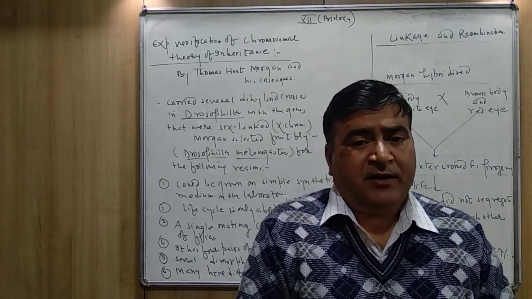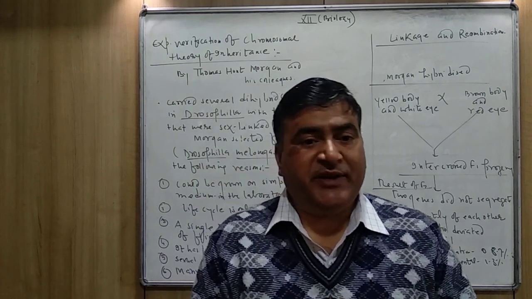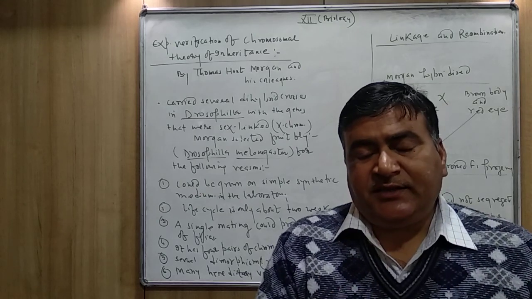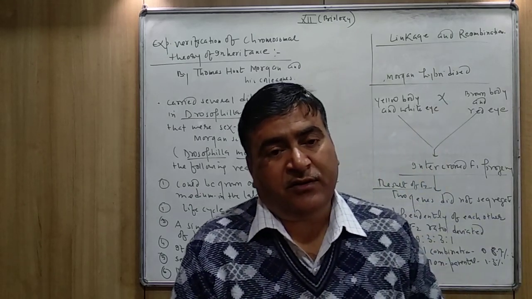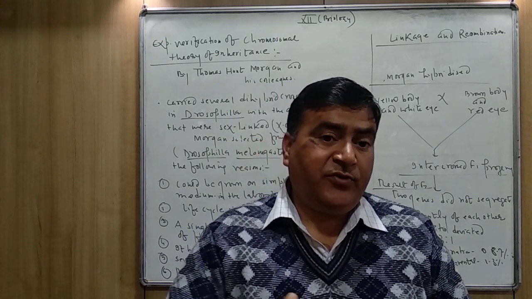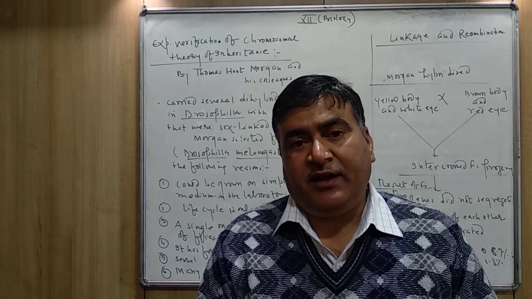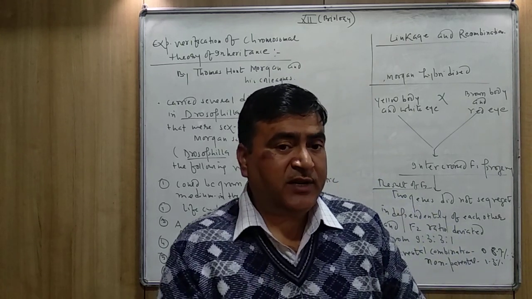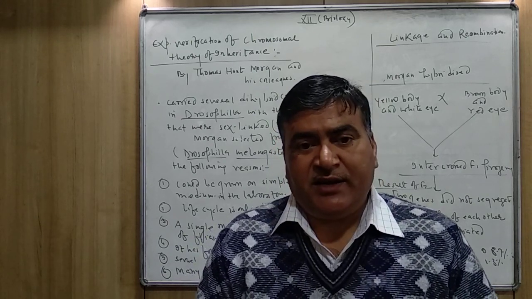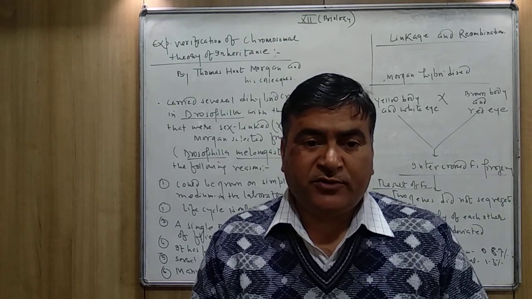So Morgan coined the two terms linkage and recombination. Linkage is the tendency of the linked genes to inherit together at the time of gamete formation. And as you know, crossing over is the process of the exchange of chromatin material in between the non-sister chromatids of homologous chromosomes.